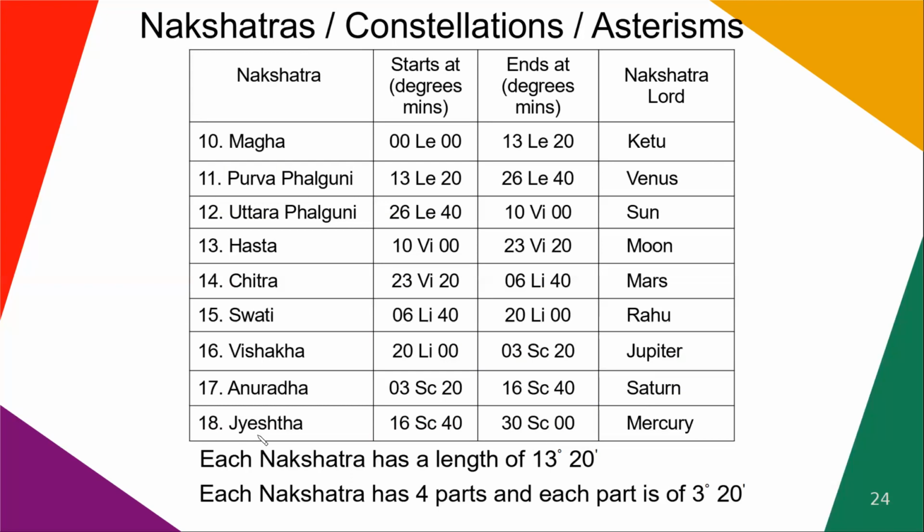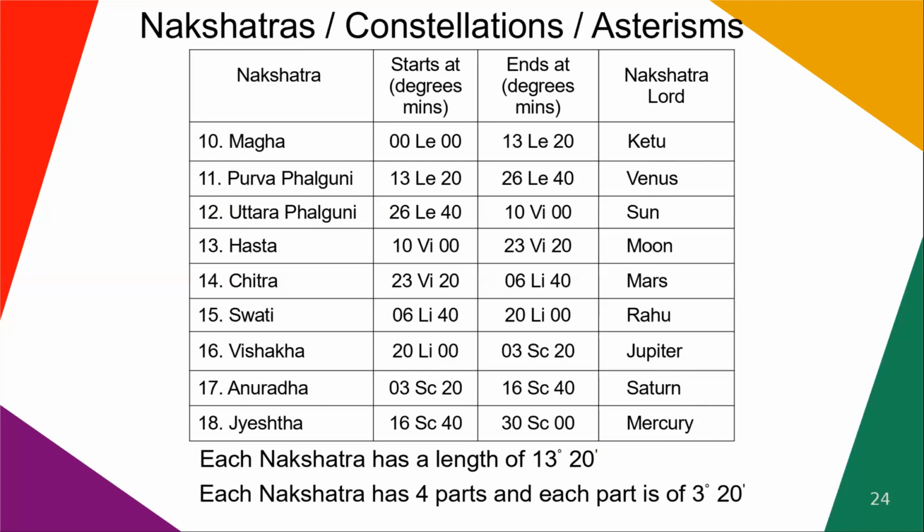Number 18 nakshatra is Jyeshtha. It starts at 16 degrees 40 minutes in Scorpio and ends at 30 degrees in Scorpio. Mercury is the ruler of Jyeshtha. So if you notice, the rulers of these 9 nakshatras are also in the same sequence as the rulers of the first 9 nakshatras we studied in the previous session. The sequence starts from Ketu and ends in Mercury. So we will learn about the last set of 9 nakshatras, from number 19 to number 27, in the next video.